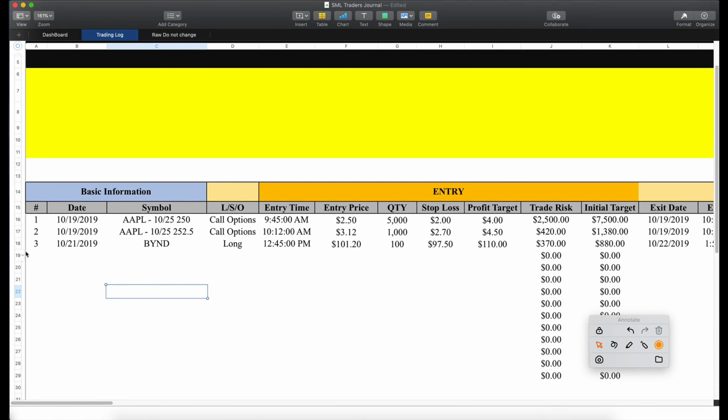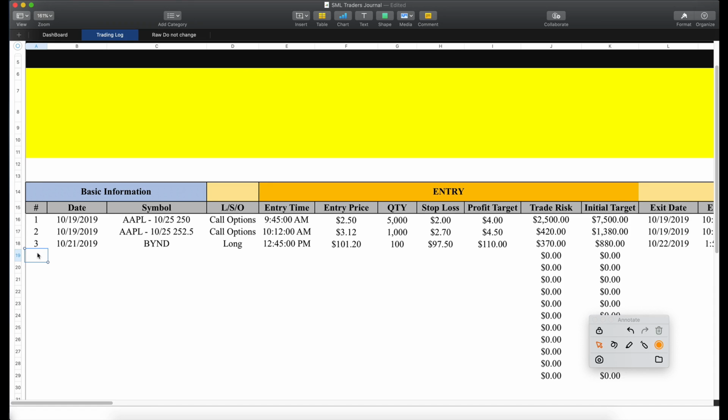Now, this is how you plug in a trade. Obviously, you guys can see I have 3 trades plugged in already, so I'm going to plug in a few trades with you guys. Now, there's also a link down below that I'm going to share where you guys can actually take this journal and download it. I'm using it right now on Numbers.